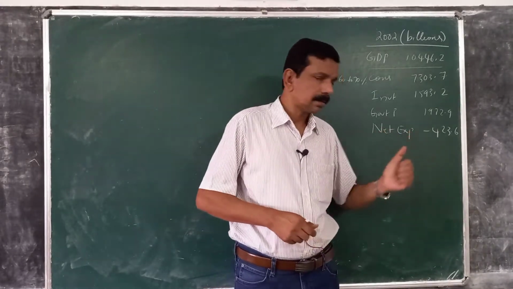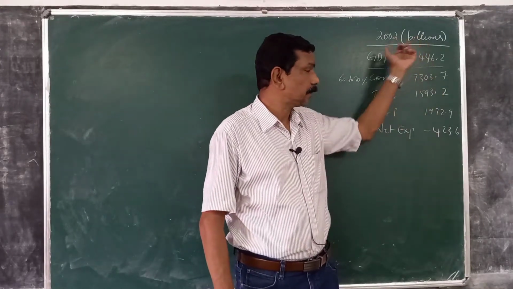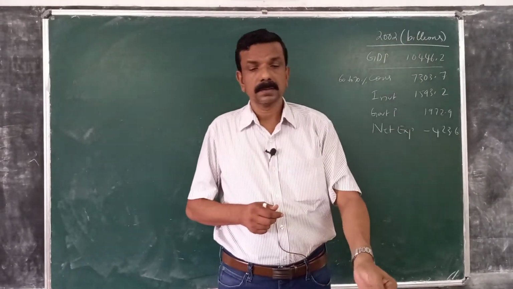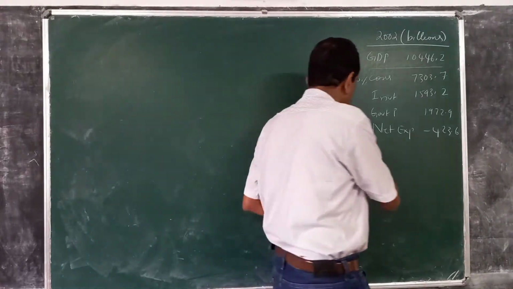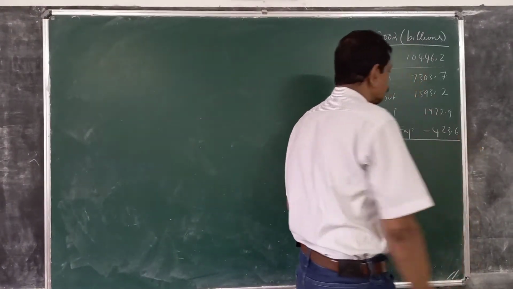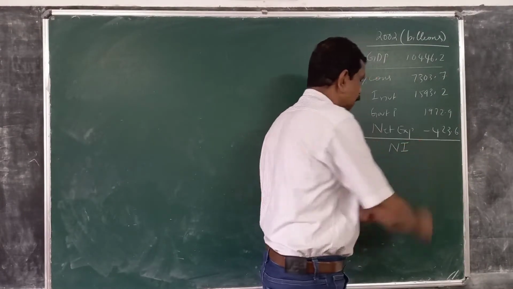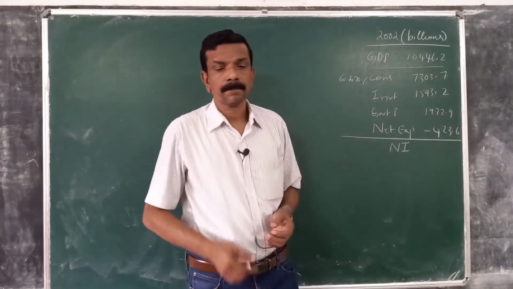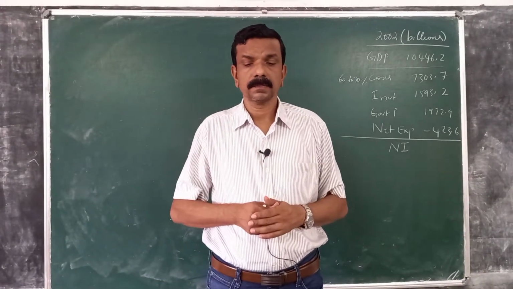Net export is export minus import. For the US economy in the year 2002, it was negative. So this is GDP and its components. Now we consider what is national income, NI. And it is the income side of national accounts.